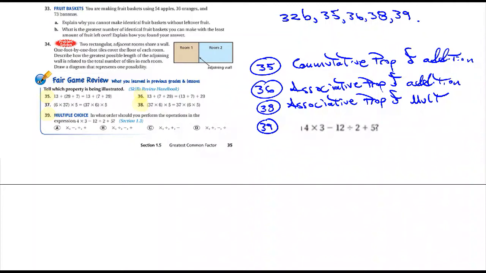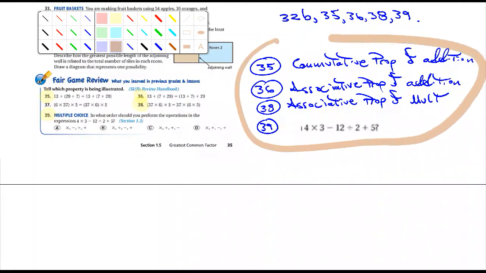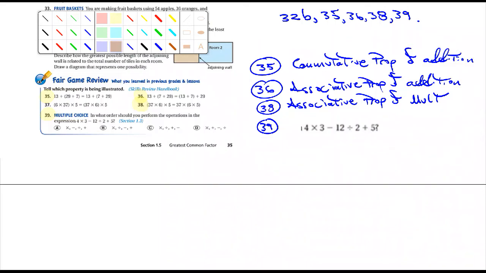If you look carefully here, you can see that I've actually answered at least 35, 36, 38, and I'll go over 39 here in just a moment. So, commutative property of addition. This is the very first chapter of the book, and I don't remember them going over the properties, but I know commutative property of addition, associative property of addition, and associative property of multiplication were actually taught in fifth grade.